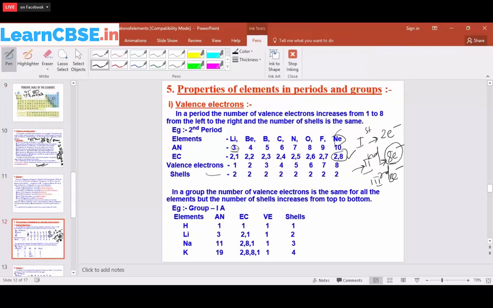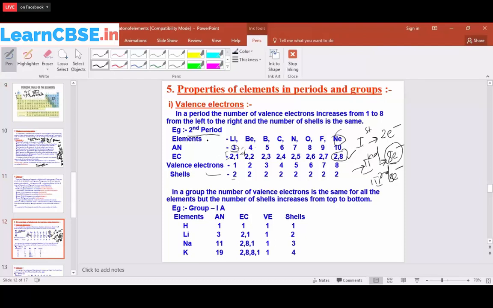Now, the valence electrons. What is meant by valence electrons? Valence means how many electrons are present in the outermost shell. That we call valence electrons. So here 1, 2, 3, 4, 5, 6, 7, 8. The outermost shell is the second shell. Shells: the number of shells is 2, because this is the first shell and this is the second shell. So 2, 2, 2. These are all from the second period.